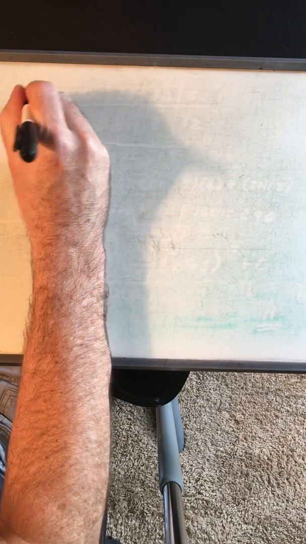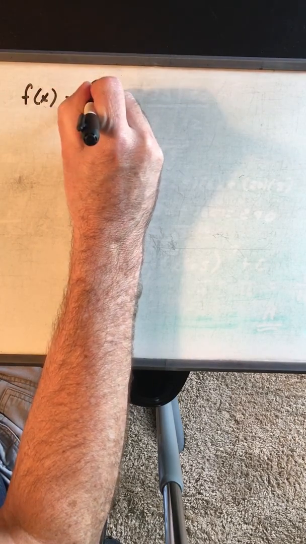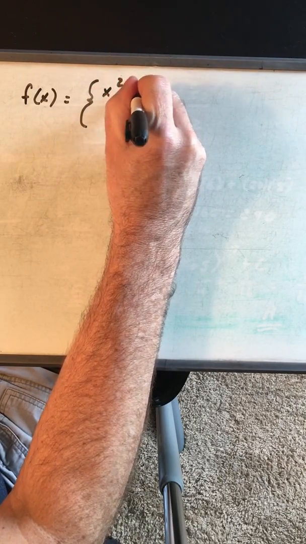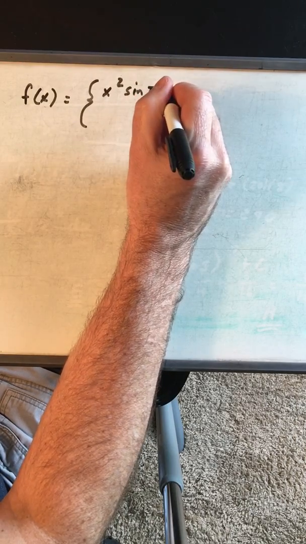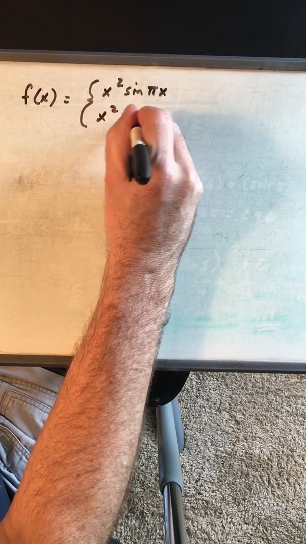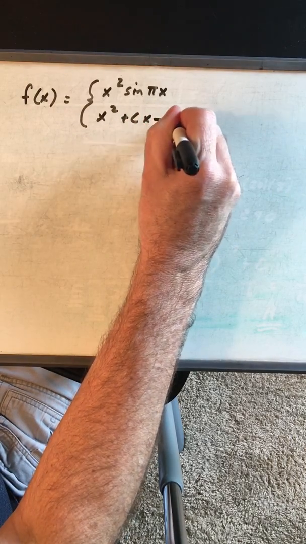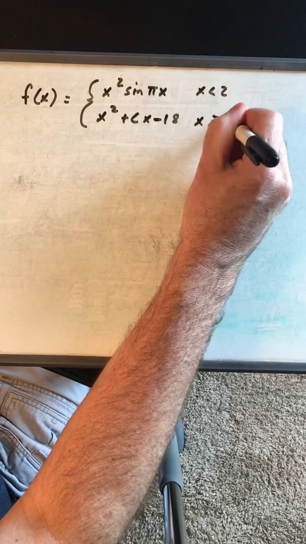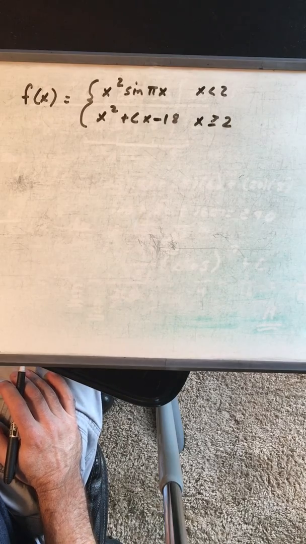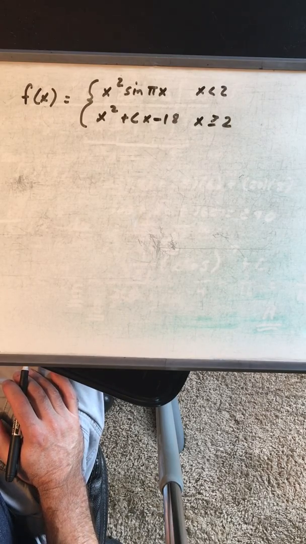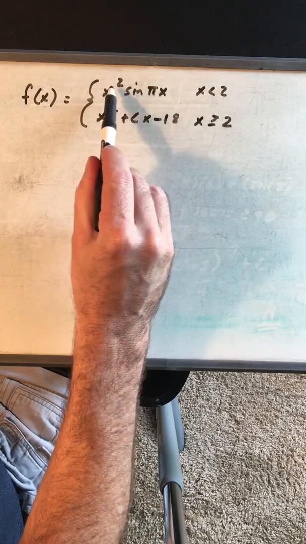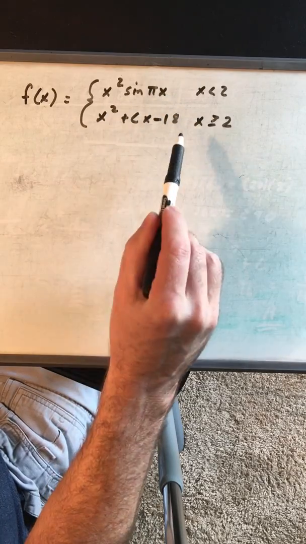Number 5. Okay, it says we have f of x is equal to a piecewise function: x squared times sine pi x for x less than 2, and x squared plus cx minus 18 for x greater than or equal to 2. The question says c is a constant. For what value of c is f continuous at x equals 2? If it's continuous, the top one at 2 will equal the bottom one.